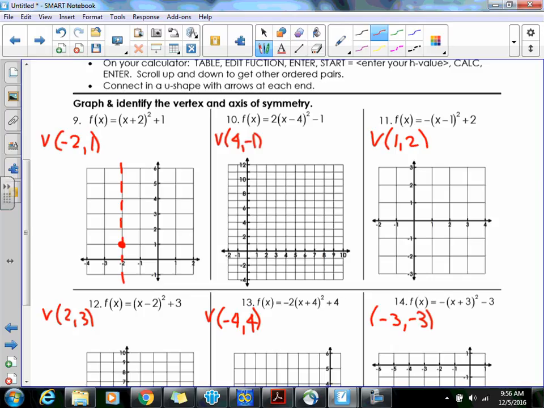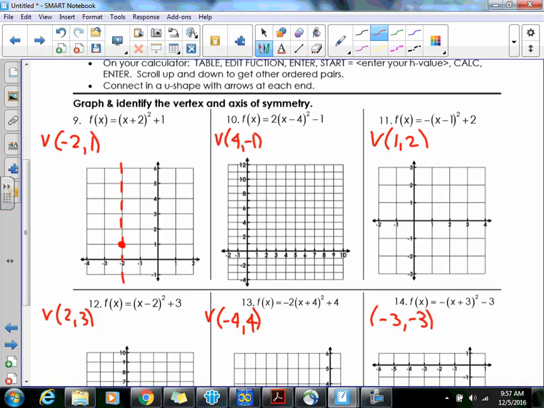The shortcut for clearing out your calculator is second plus 7, 1, 2, or you can just press the clear button, because you should only have one equation typed in. Let's type this equation in just like it is, with parentheses: left parenthesis, x plus 2, close it, then press the x squared button, plus 1. Enter.